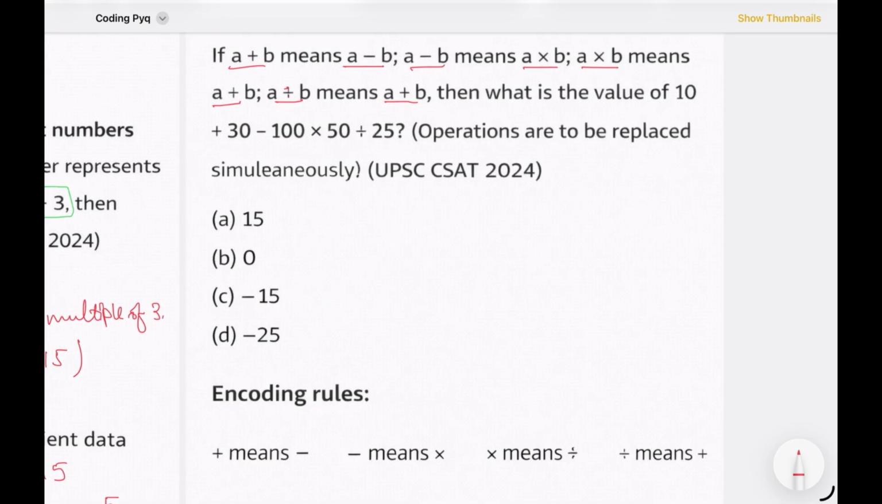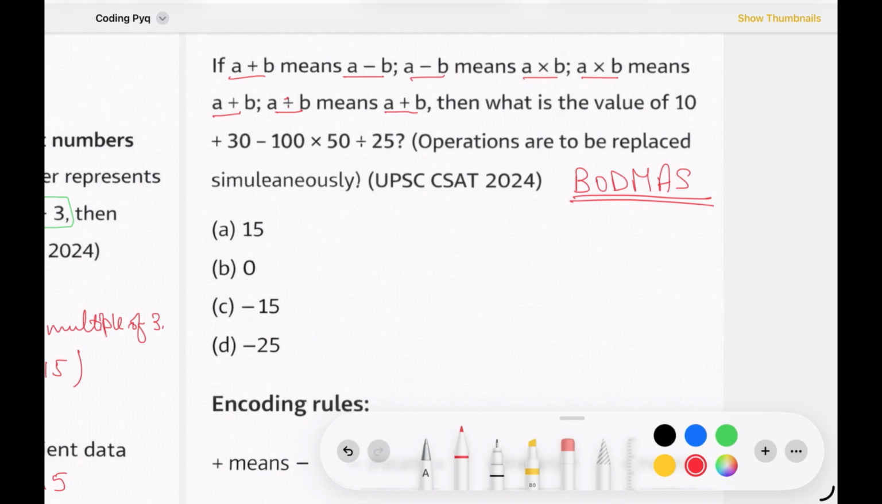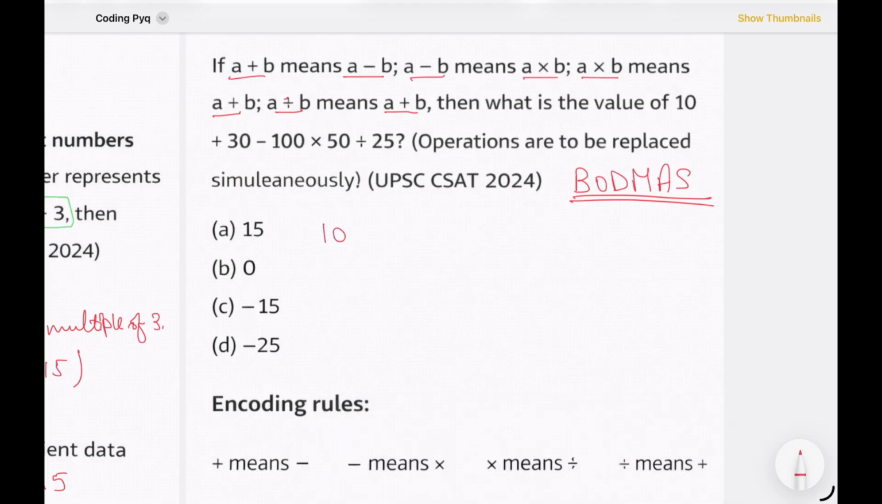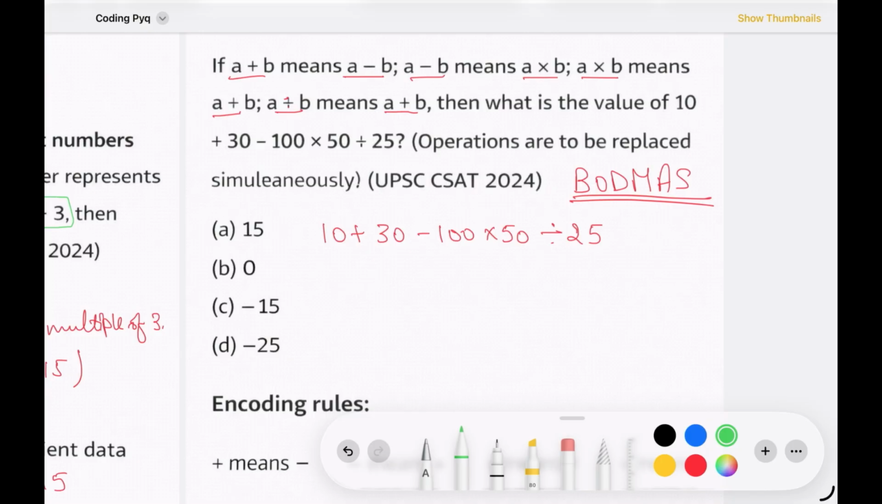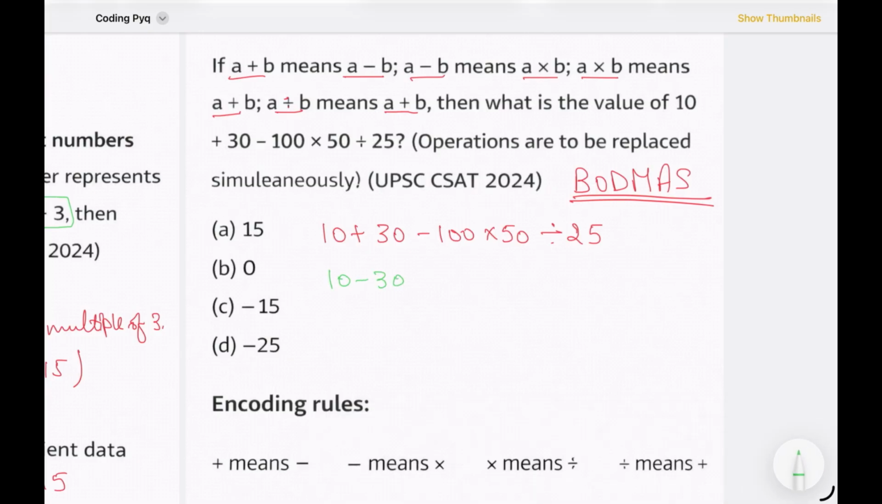Okay. Now in this question, first we will follow the rule of BODMAS. That is, first we will solve the brackets, then the orders, then divide, then multiplication, then addition, and then subtraction. Now A plus B means A minus B. That is, we have given 10 plus 30 minus 100 into 50 divided by 25. A plus B means A minus B, that is 10 minus 30. A minus B means A multiplied by B. That is, minus is equal to multiplication.